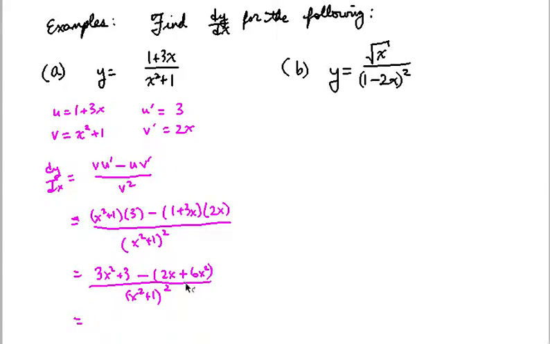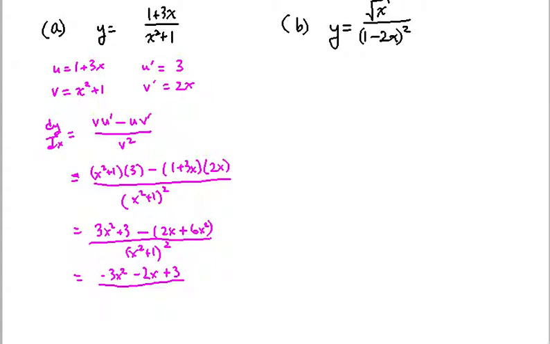3x squared minus 6x squared, that's going to be a minus 3x squared. Plus 3, that's the only constant term, so I'll put that at the end. And then I have a minus 2x here. So that would be my answer. We're going to end up with (x squared plus 1) quantity squared. Okay, so this is my derivative, given this function.